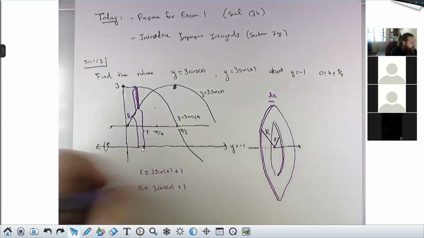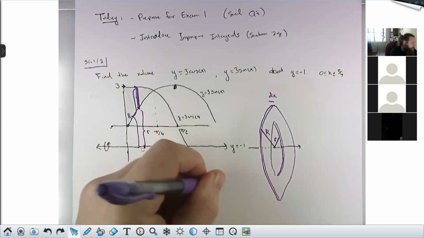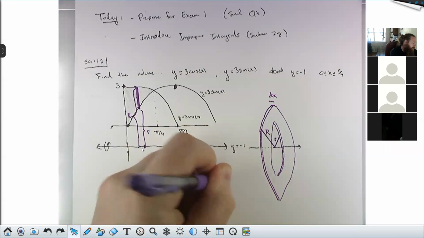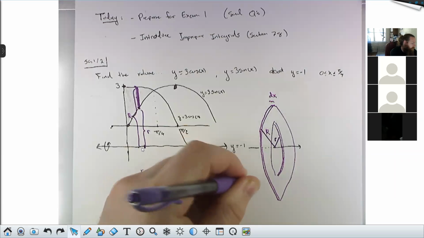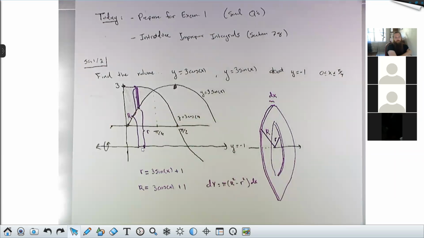Once we have these things, we know that dV, my little differential volume, is pi times big R squared minus little r squared times dx. That's the volume of this little washer here. And we're going to have to plug these in and then integrate dV, from x equals 0 over here, because this is where my leftmost strip is, up to x equals pi over 4.